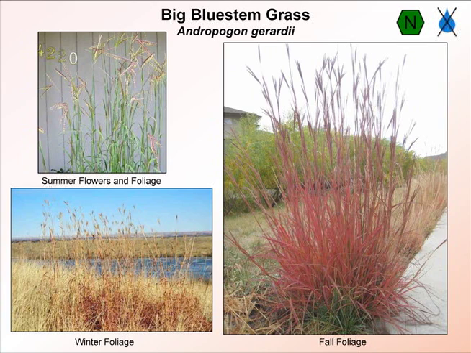You may find this grass sometimes listed as turkeyfoot or bluestem or blue joint turkeyfoot, because the flowers on this grass are a three-pronged flower that often look like an upside-down turkeyfoot.